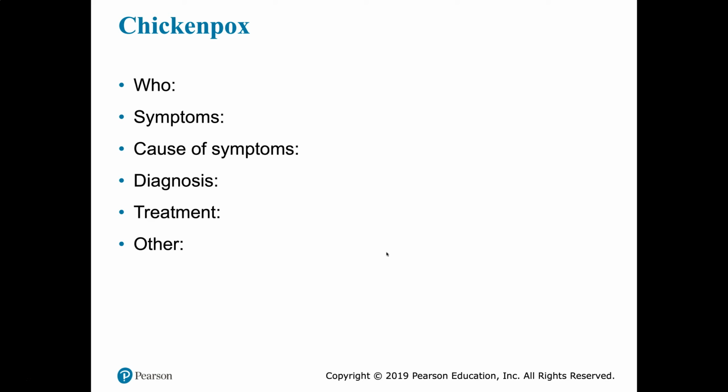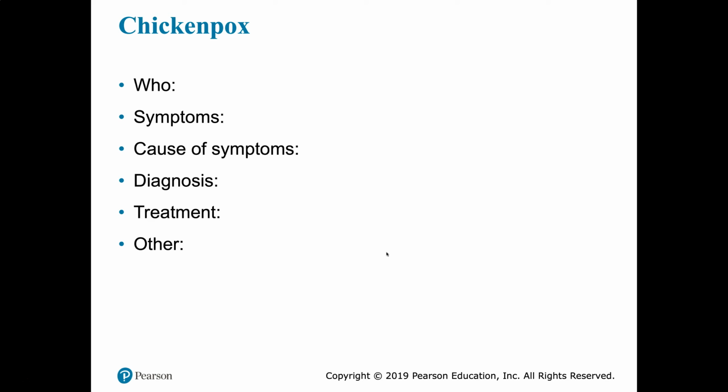Symptoms: you have a fever and then vesicular rashes that are itchy, so kind of round rashes all over your body that are extremely itchy. As a kid, I got chickenpox, so I remember taking oatmeal baths, and that's something that still is used today, an oatmeal bath, to help ease the itching associated with chickenpox.